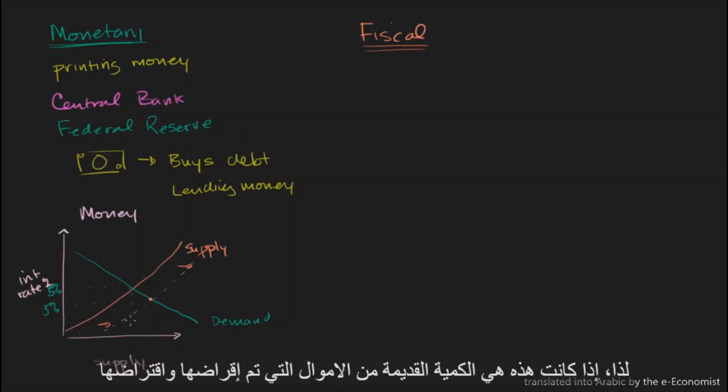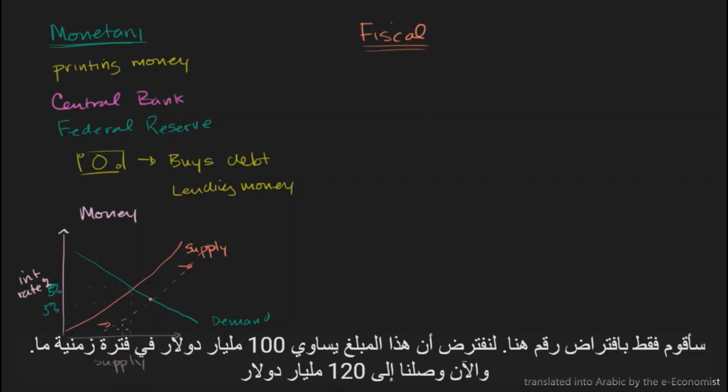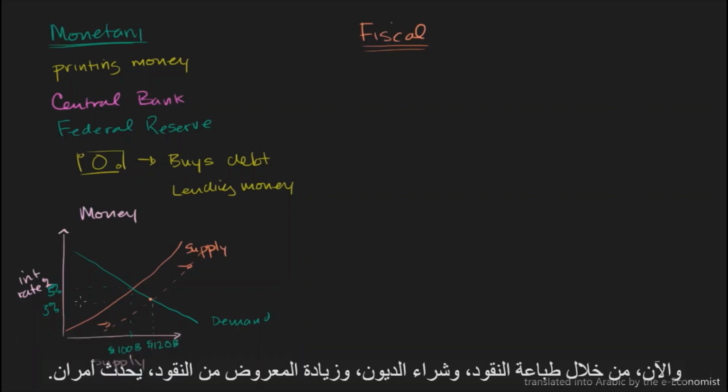So if this was the old quantity of money that was lent and borrowed, let's say, I'm just going to make up a number here, this is $100 billion in some time period. And now we're at $120 billion. So now, by essentially printing money, buying debt, increasing the supply of money, two things happened.